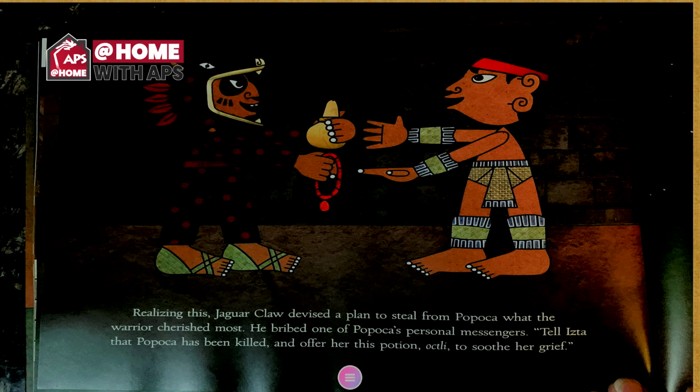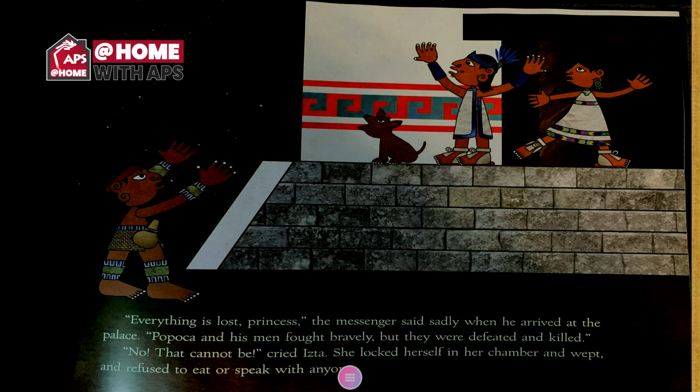"Everything is lost, princess," the messenger said sadly. "When he arrived at the palace, Popoka and his men fought bravely, but they were defeated and killed." "No, that cannot be," cried Itza. She locked herself in her chamber and wept and refused to eat or speak to anyone.